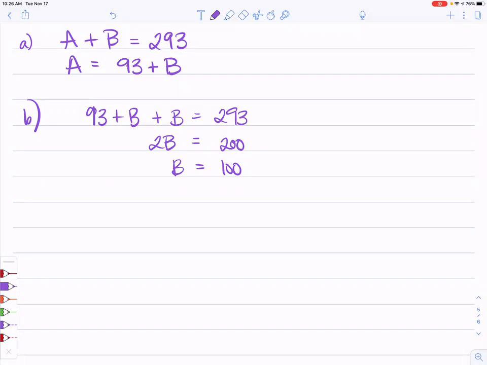How about we use the A equals. So A equals 93 plus 100. So A is 193.